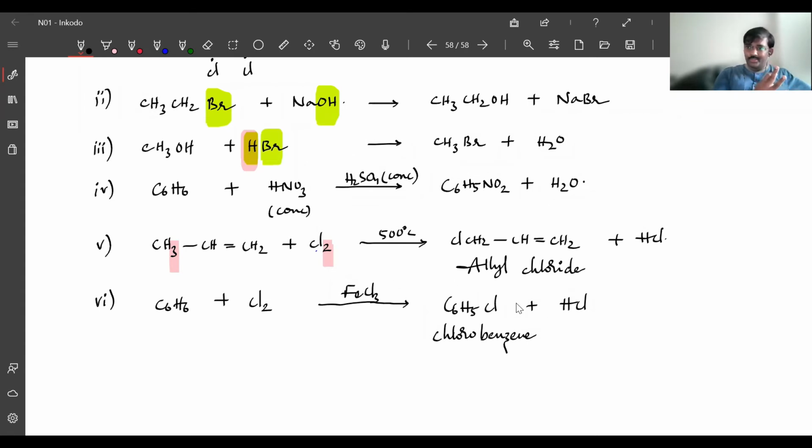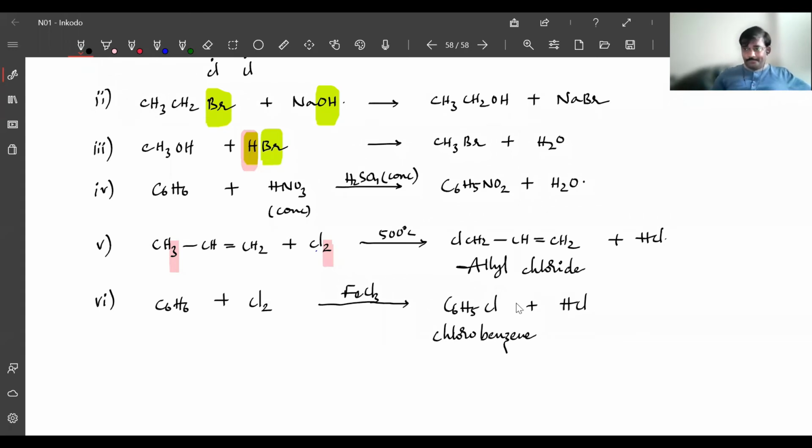Free radical substitution generally happens with saturated compounds, basically alkanes you can say, right? And next, electrophilic substitutions generally happen with the benzene ring. On the benzene ring, the characteristic reactions are generally electrophilic substitutions. And next, coming to nucleophilic substitutions, generally in alkyl halides we will see nucleophilic substitution. Okay, so these are the three types of substitution reactions we have, right?